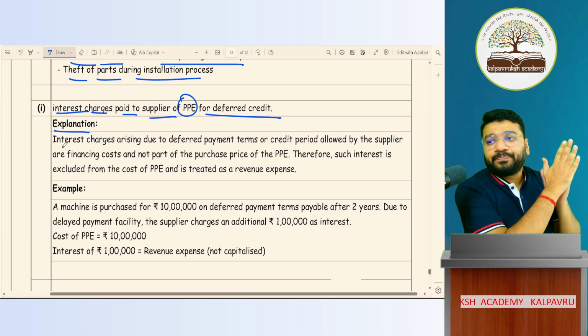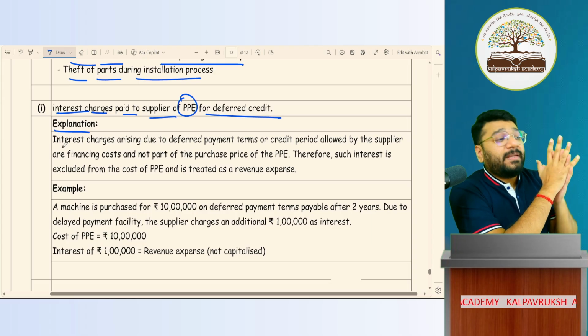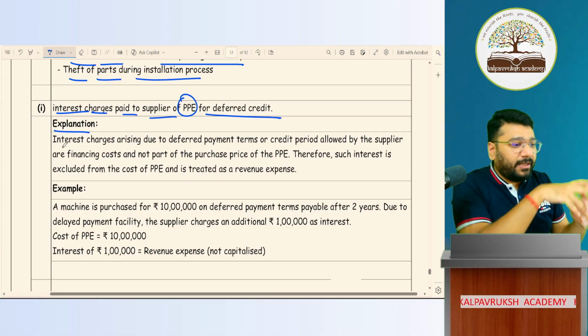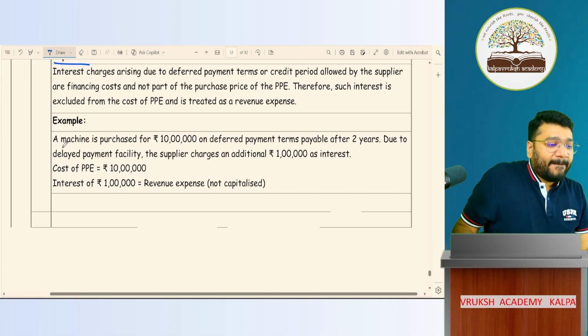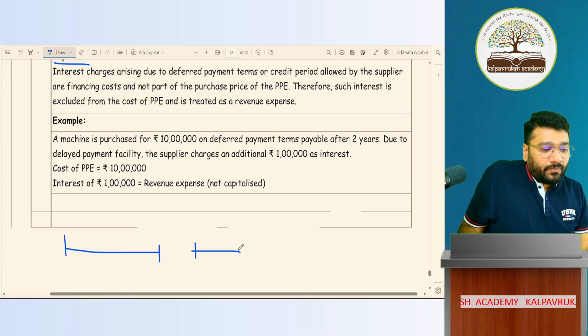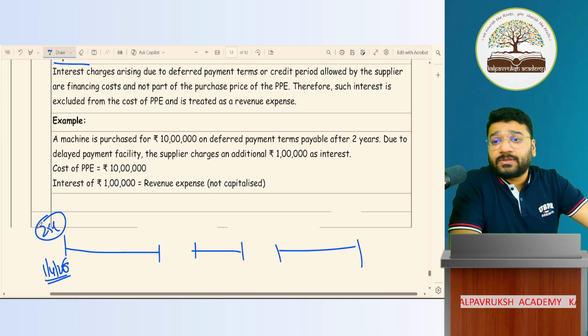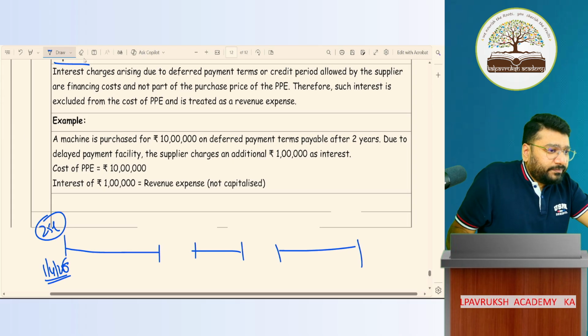This is similar to the present value concept I said. It's similar to that, but not that complicated. So I'll try to put this in a very simple perspective. Okay, listen carefully. Today I'm buying one machine for 25 lakh rupees. But I'm not making payment today. Not after 1 month, not after 1 year. I'll make the payment after 3 years. Or let's say after 2 years.